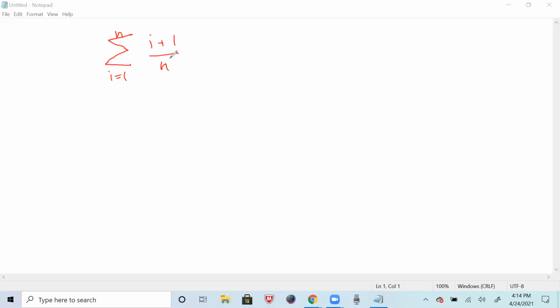what this becomes for n equals 10, 100, 1,000, and 10,000. How do I do it? Well, if we go back here, let me just go through it.